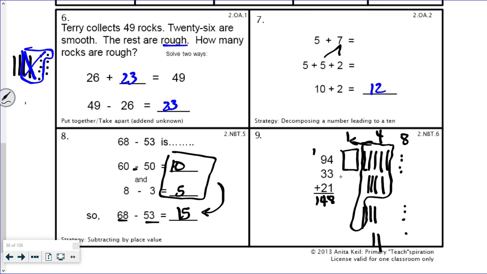Okay? All right, start your reading assignment. Reading Street assignment. Good luck.